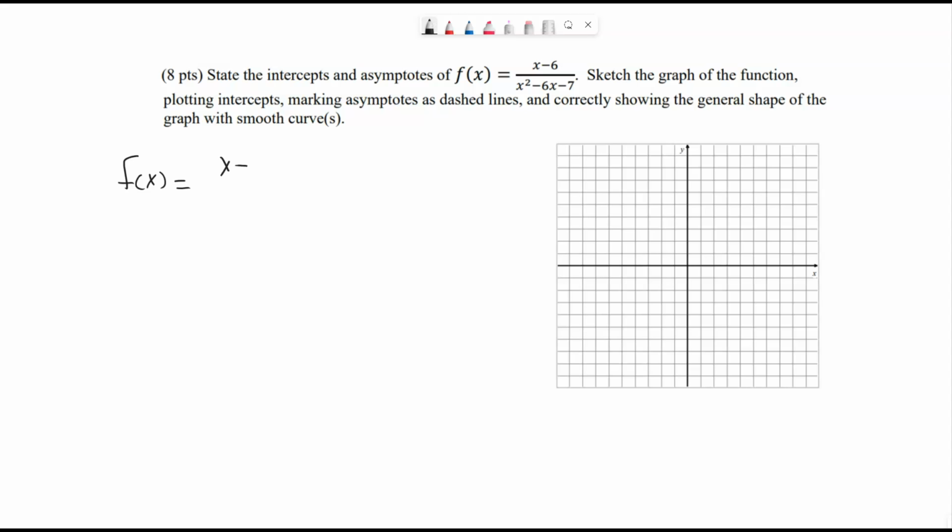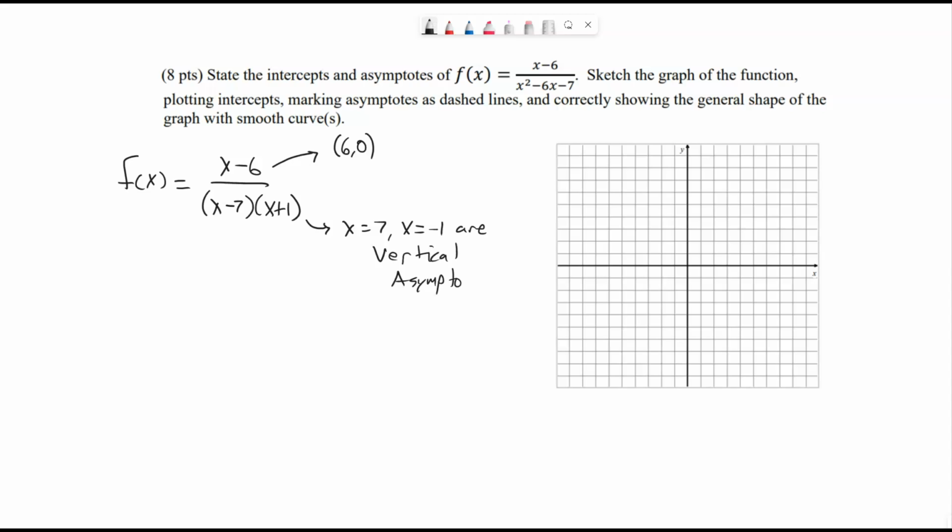The numerator is factored x minus 6. The denominator factors as x minus 7 times x plus 1. Okay, the numerator equals 0 gives us the x-intercept. The denominator equals 0 gives us vertical asymptotes. In this case, no factors reduced.